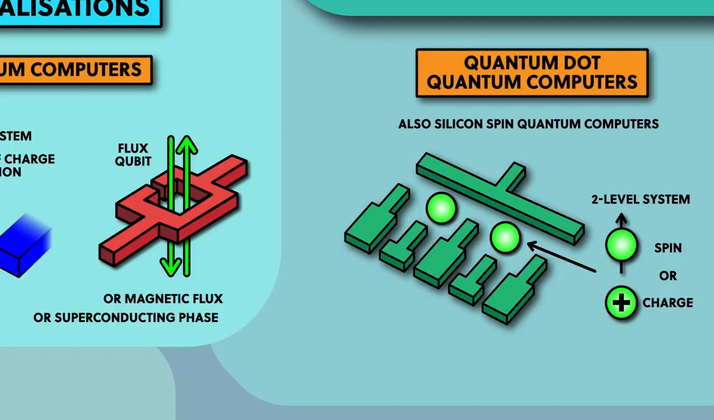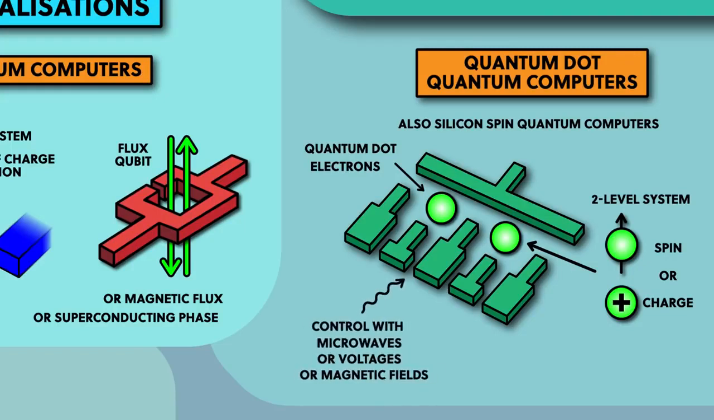On the chip there's a small area where the electron is restricted to, and this is called a quantum dot. And operations on the qubits are performed through voltages on the chip or microwaves or magnetic fields. As well as silicon, people have also used other semiconducting materials like gallium arsenide, silicon carbide, and also diamond, amongst others, and these have all got different properties.